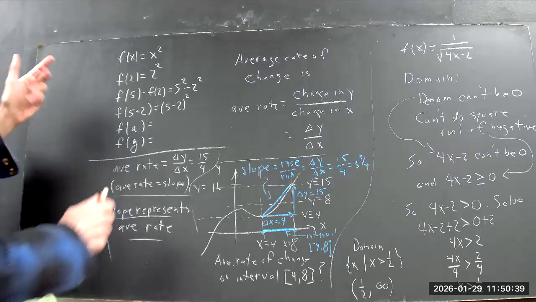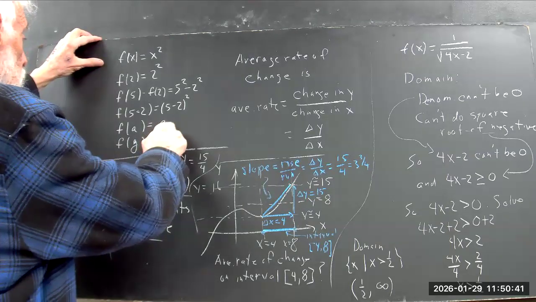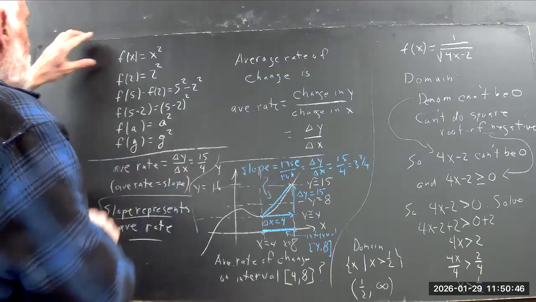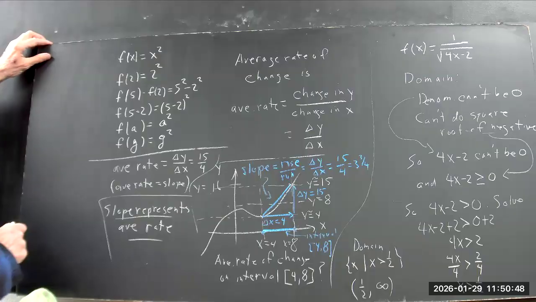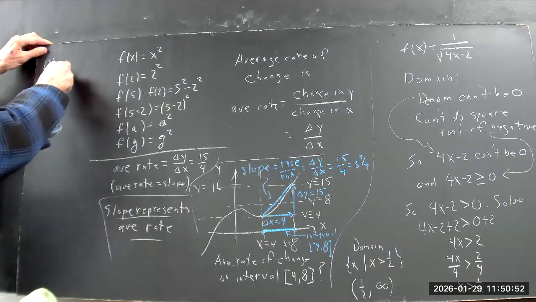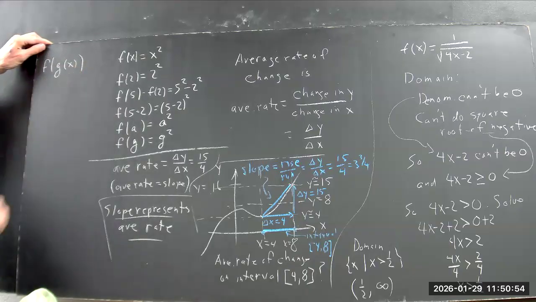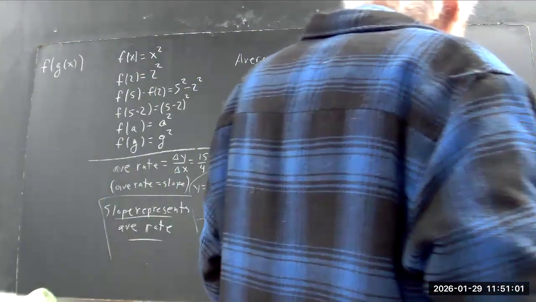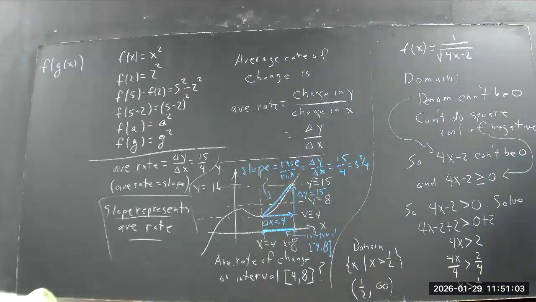Now, when you got down here, you did exactly what I hoped you would do. f of a is a squared and f of g is g squared. Okay, so how about this? What's f of g of x? What you do here is you write down the simplest thing, as I did with each of these. So let's see what you got.